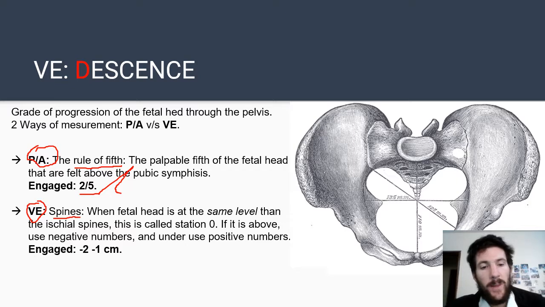So we palpate the spines in the vaginal examination, and we compare the presenting part of the baby with the height of the spines. If it's up, we give a negative number. If it's down, we give a positive number. I'm going to explain in another slide. And we talk about engagement in spines when the baby is at -2 or -1 centimeters.